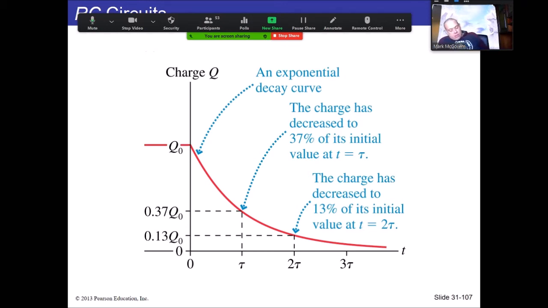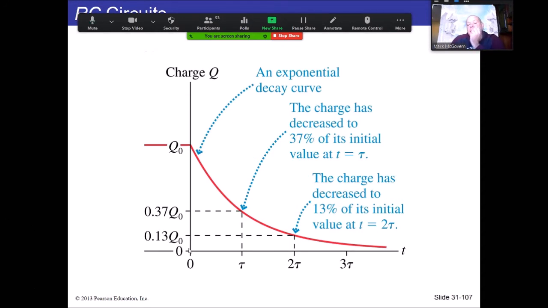Now what is e to the third? 5%. And e to the fourth is 2%. And e to the fifth is less than 1%. So what that means is after 5 time constants have passed, you effectively have discharged your capacitor. Obviously not completely, but you're less than 1% now of the original charge. And that's effectively 0. It's not 0, but it's effectively 0.